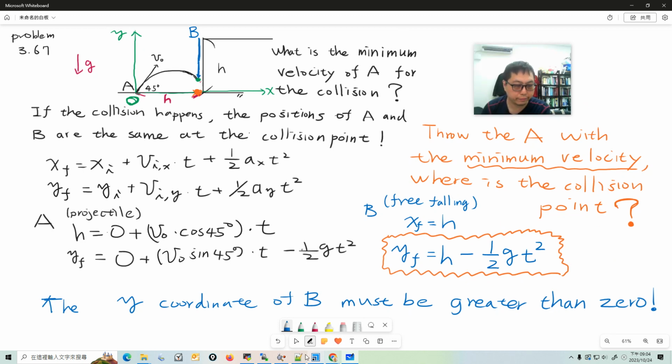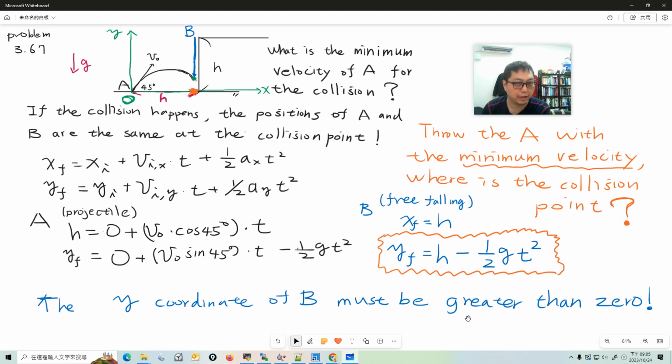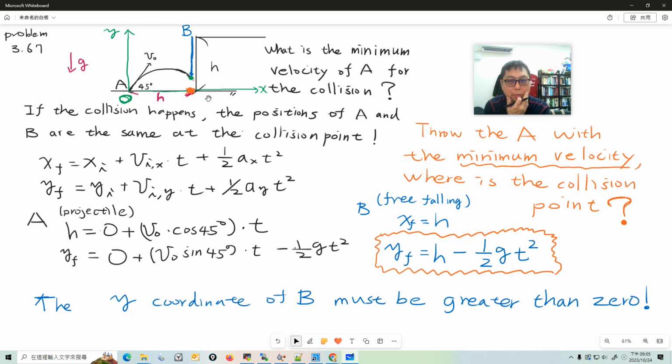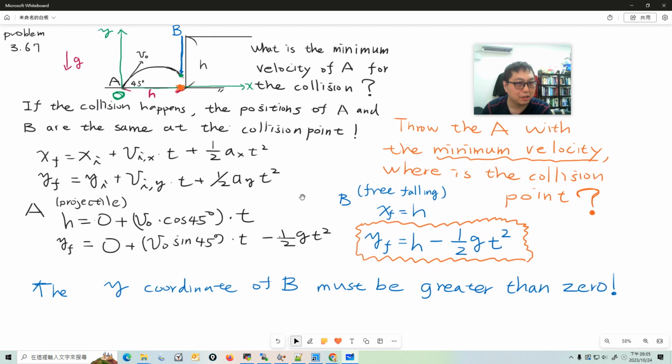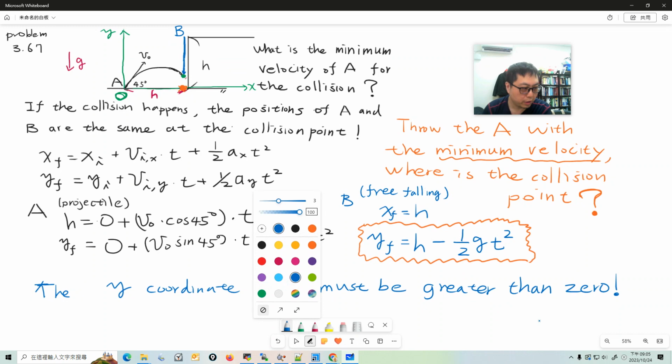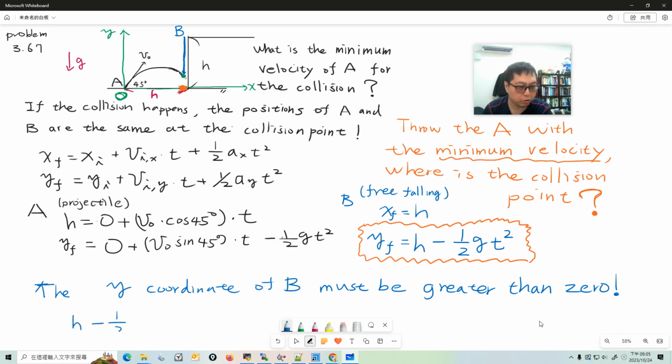I really don't want to hide this graph, because everything is so important. I don't want to erase them. Let's keep doing this. So this must be greater than zero: h minus 1 over 2 gt squared must be greater than or equal to 0.